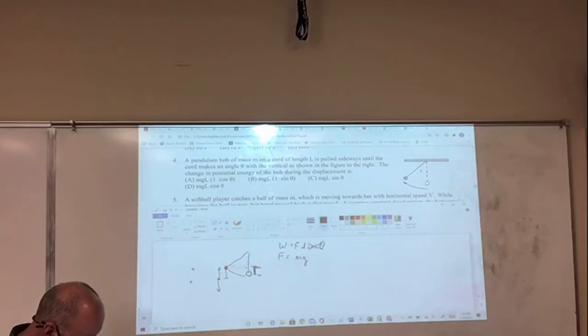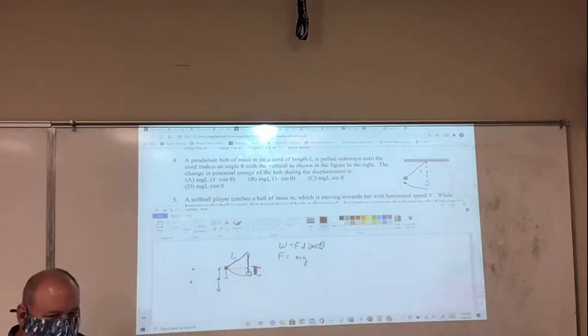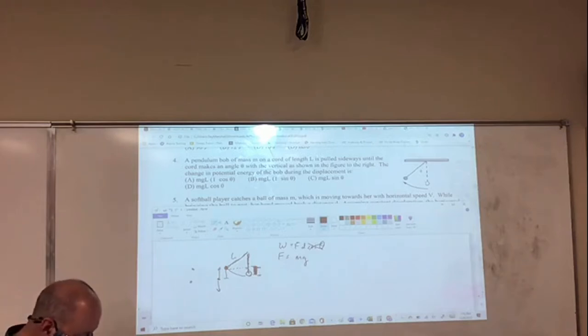Okay? And I know what the length of this chord is. Right here, this is L. This whole thing down here is L. From here down to here is L. But I need to know what this distance is right here. Okay? So it's going to be L minus something. It's going to be L minus whatever that is.